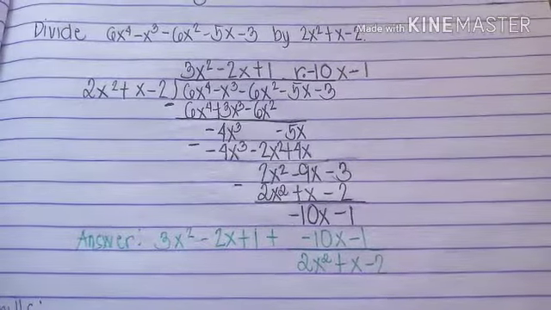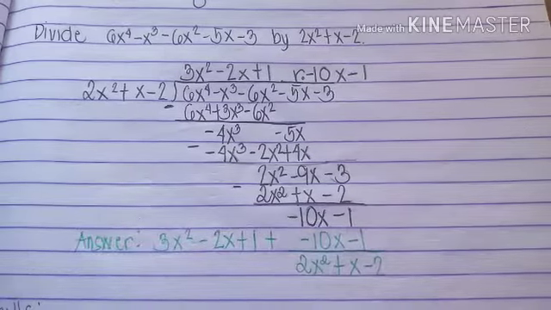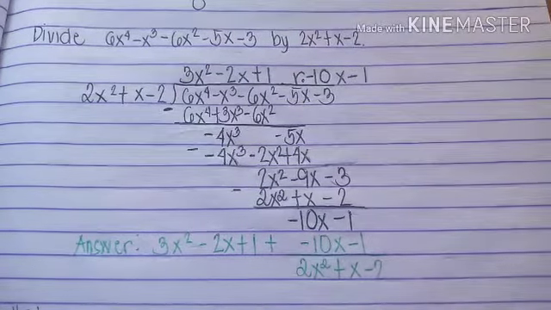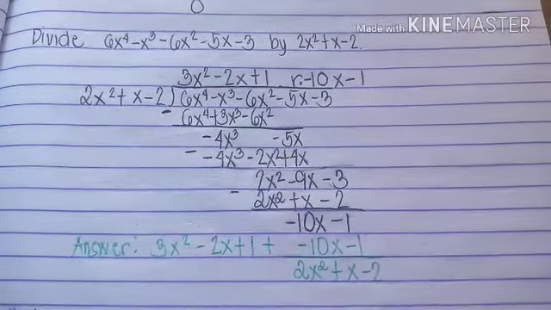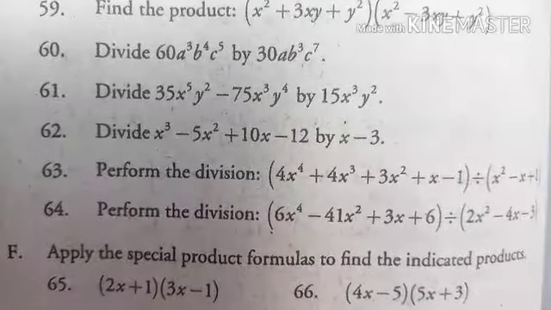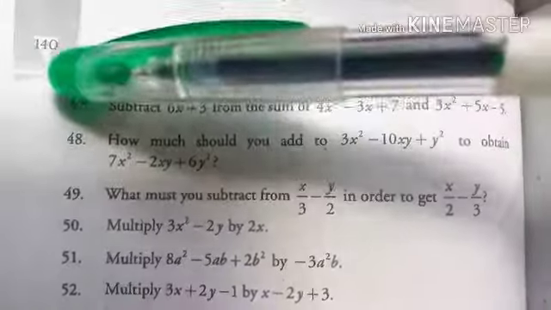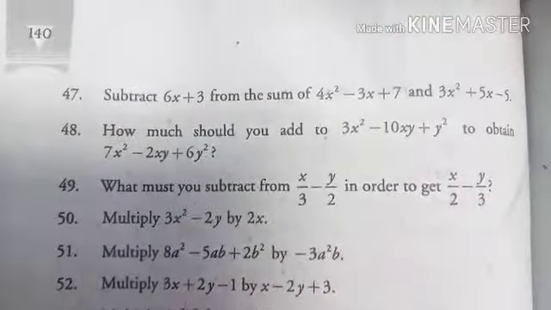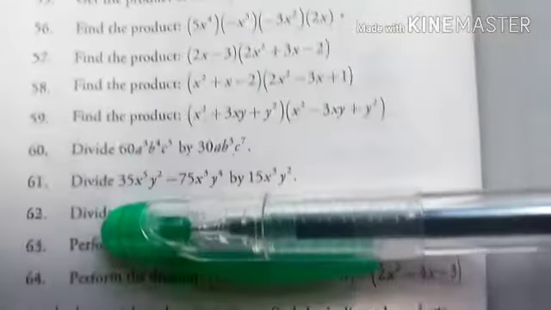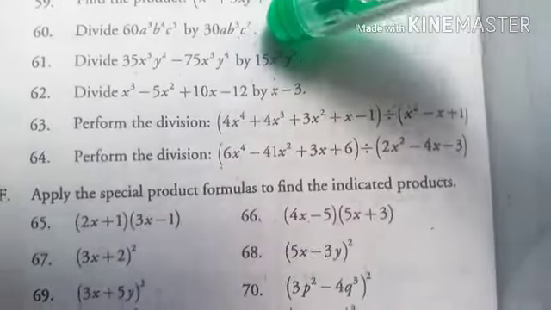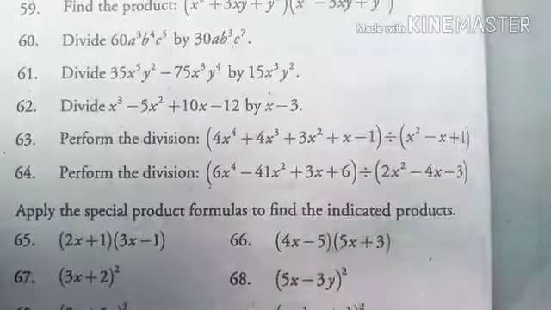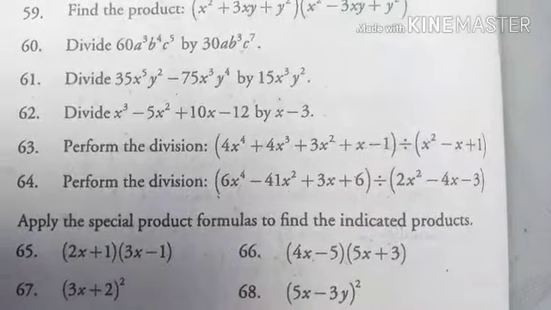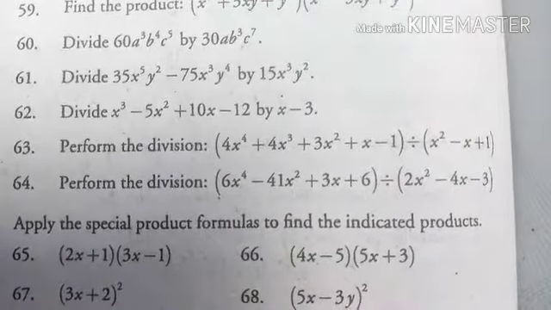Okay, here are some examples. We have a multi-term by a multi-term. Here is your activity this week. That would be page 140, numbers 60 to 64. Okay? So kindly show your solutions if that is needed for all of the numbers. Thank you.